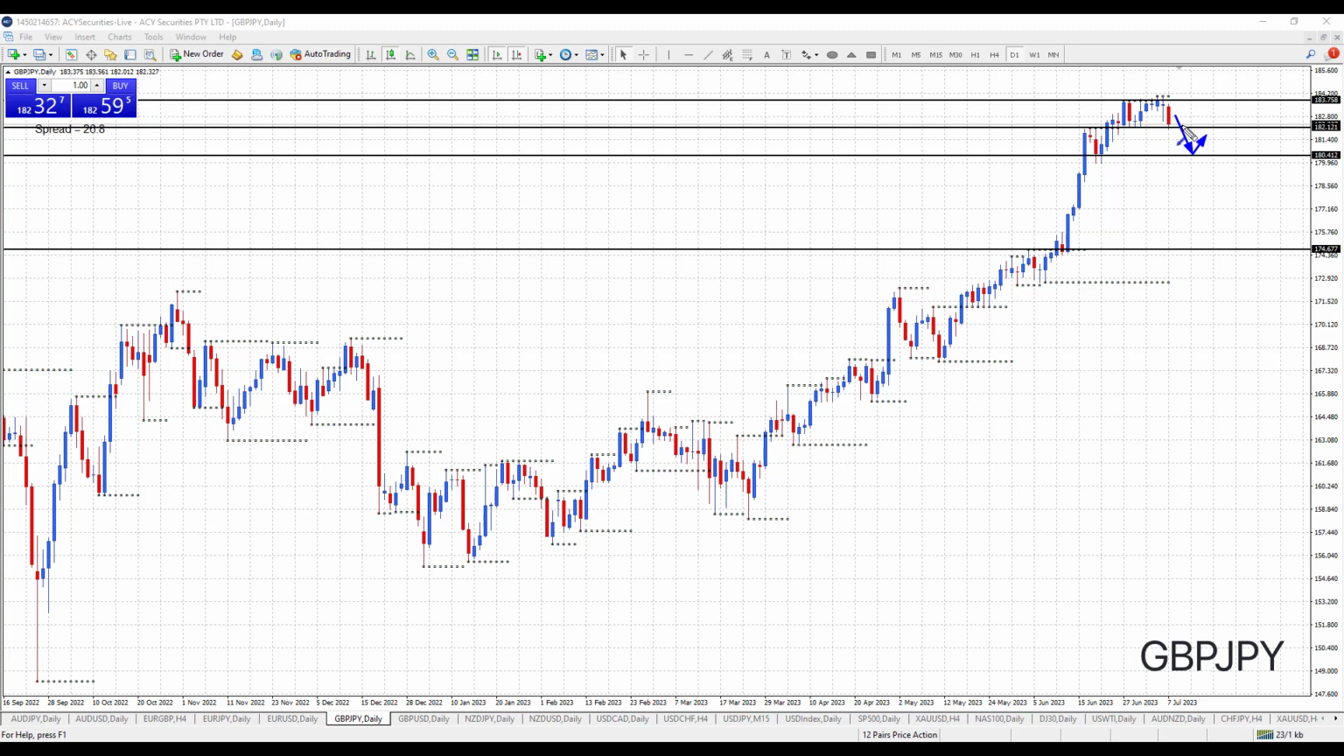That could hold for a move back up to retest 183.75. So consolidatory. Again, yen strength has been moving back into the market over the last few days, so we may just see a little bit more of a corrective phase down the range this week.